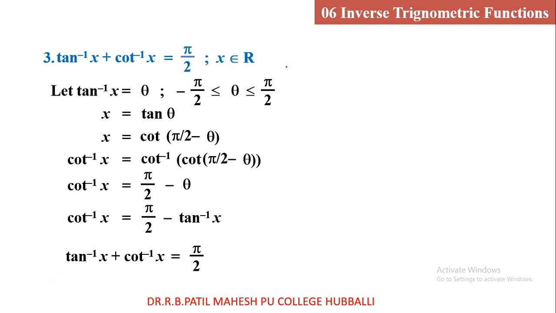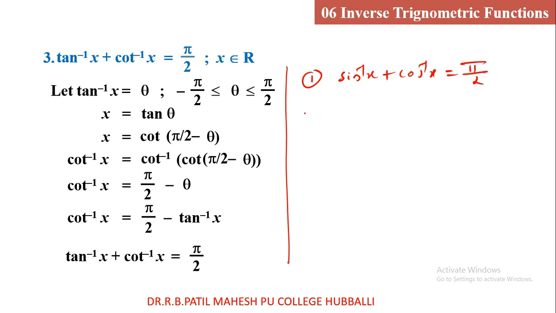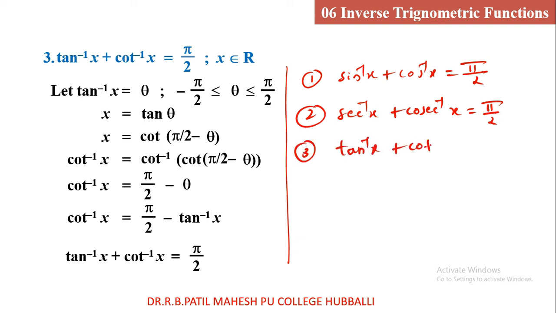Dear students, please remember all these three properties. One is sin inverse x plus cos inverse x is equal to pi by 2. Second one, sec inverse x plus cosec inverse x is equal to, directly you write pi by 2. And the third one, tan inverse x plus cot inverse x is equal to pi by 2. For all these three, remember x belongs to the domains of respective inverse trigonometric functions.